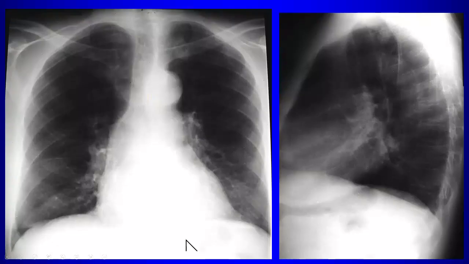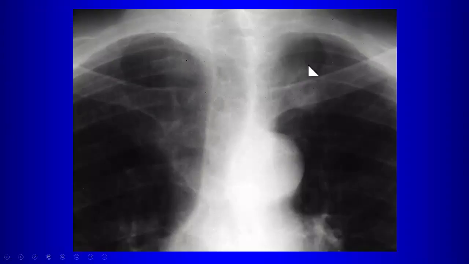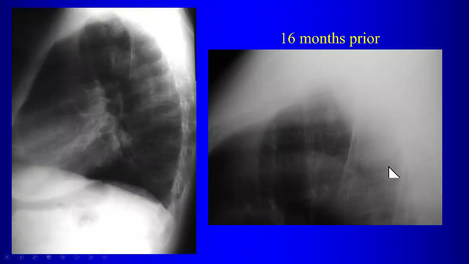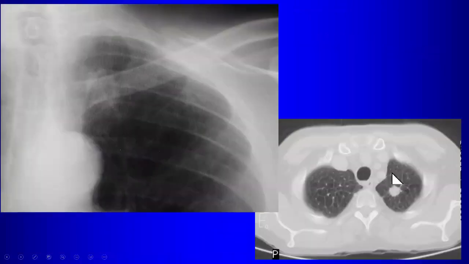So, let's see how well you guys do. Anything on this? There's a left apical opacity. Yeah, wow, no problem now. There it is, right? There's your left apical mass. 16 months prior, it was actually there a little bit smaller than it was there. But there's a tumor there, left upper lobe with a nodule, okay?